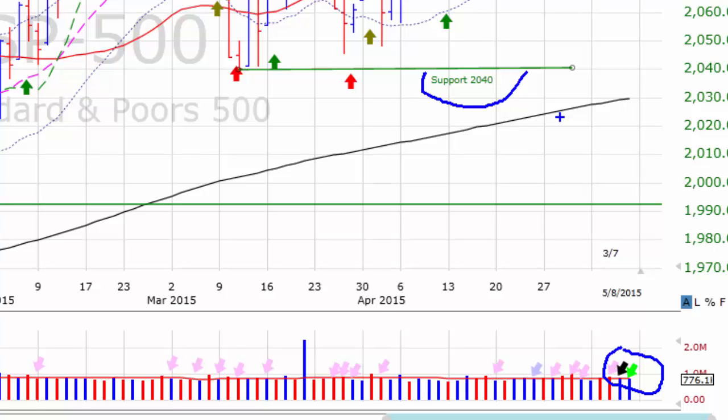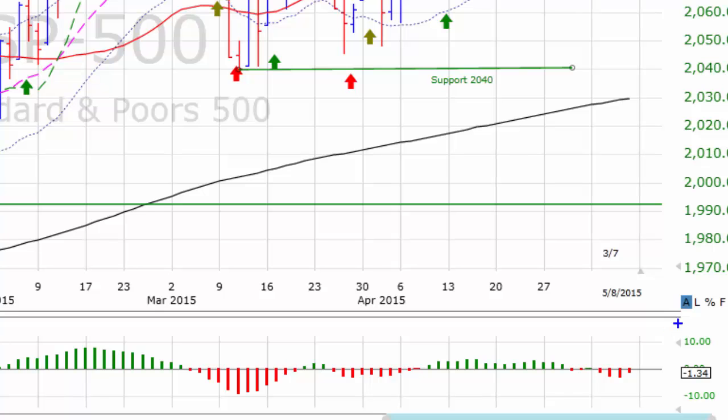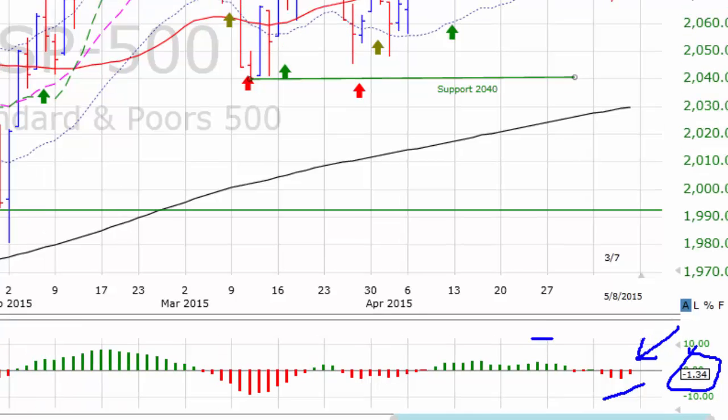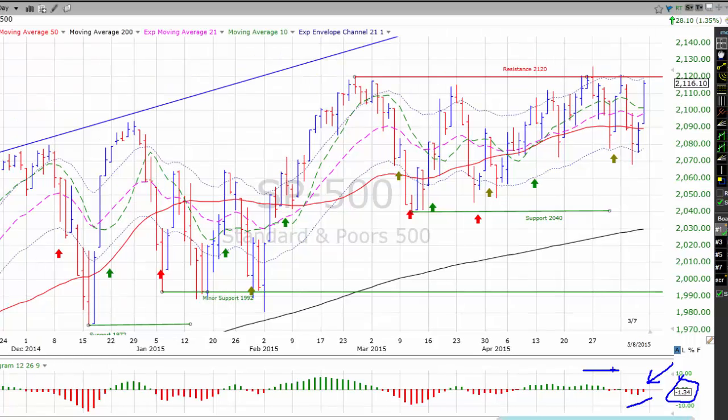Let's take a quick look at our MACD histogram. On Friday, our MACD histogram closed below the zero line at minus 1.34, which is bearish, but we're in this little mini uptrend, which is bullish. Because we have a bearish signal and a bullish signal, the immediate bias on the S&P 500 is neutral.